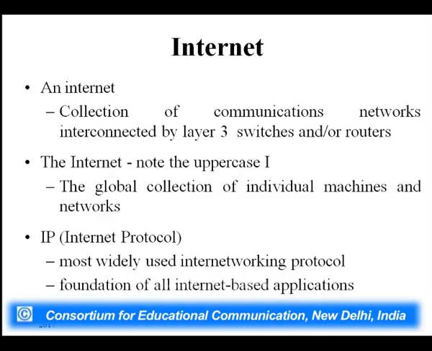So an internet is a collection of communication networks interconnected by layer 3 switches and routers. If you remember, the network layer, or internet layer, is layer 3. We have a physical layer, then a data link layer, then a network layer, or internet layer in the case of TCP/IP. At layer 3 we use switches or routers for transferring a data message from one network to another network. The internet we use today uses TCP/IP. Therefore IP, the internet protocol, is the key that does the task of carrying a message from one network to the other.